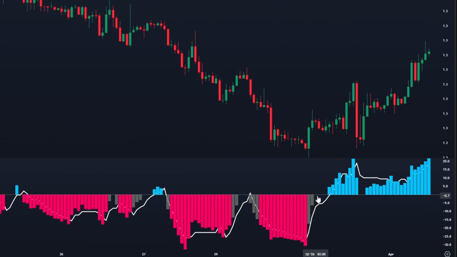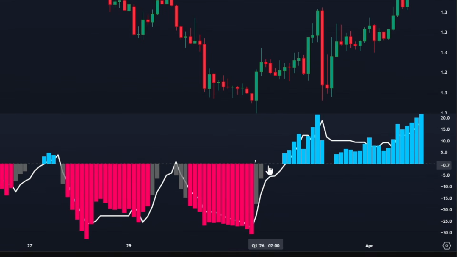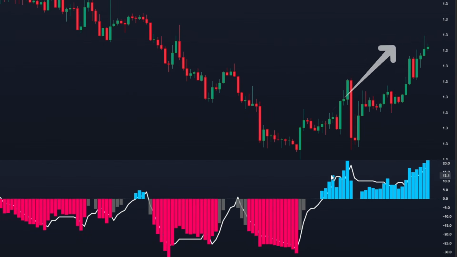But with this, you can simply stay out and wait. And when the color shifts from gray to either blue or red, that's when momentum is returning. That's when you pay attention for breakout or continuation setups. Now let's go to the fourth indicator.